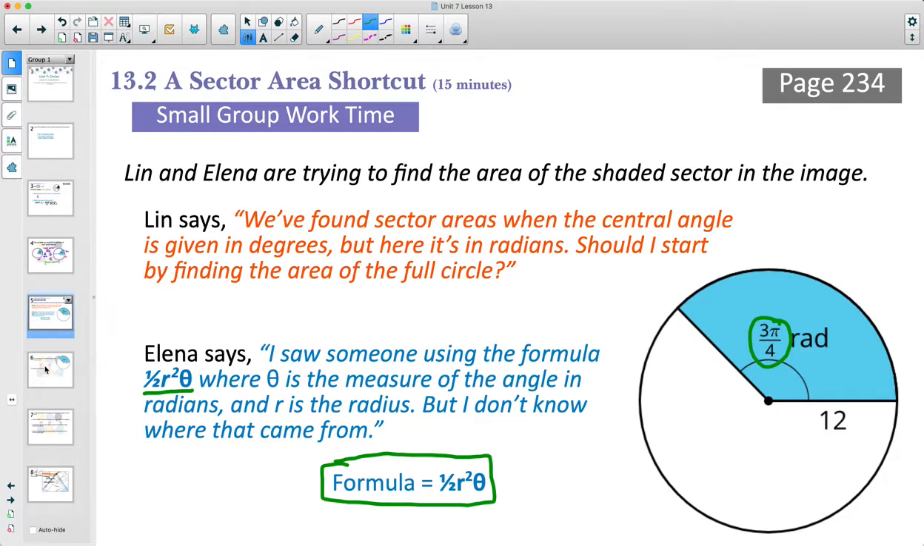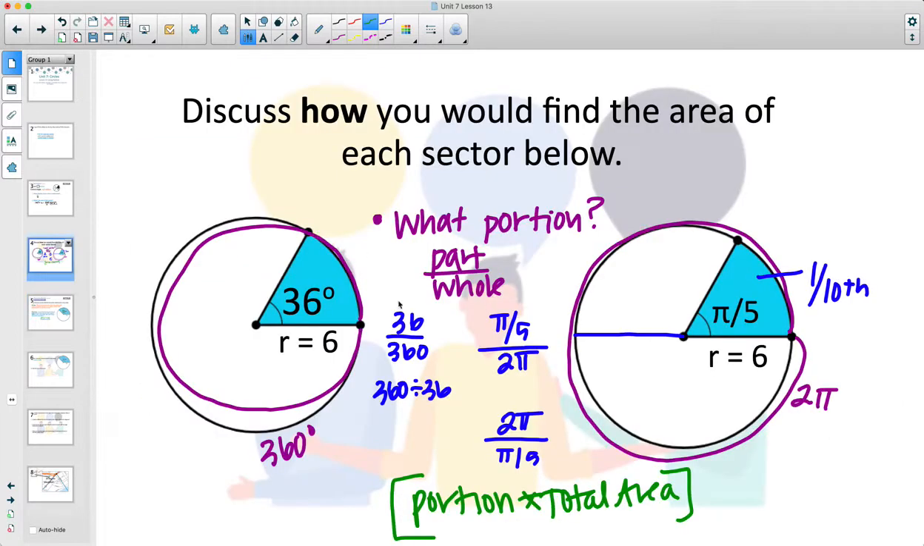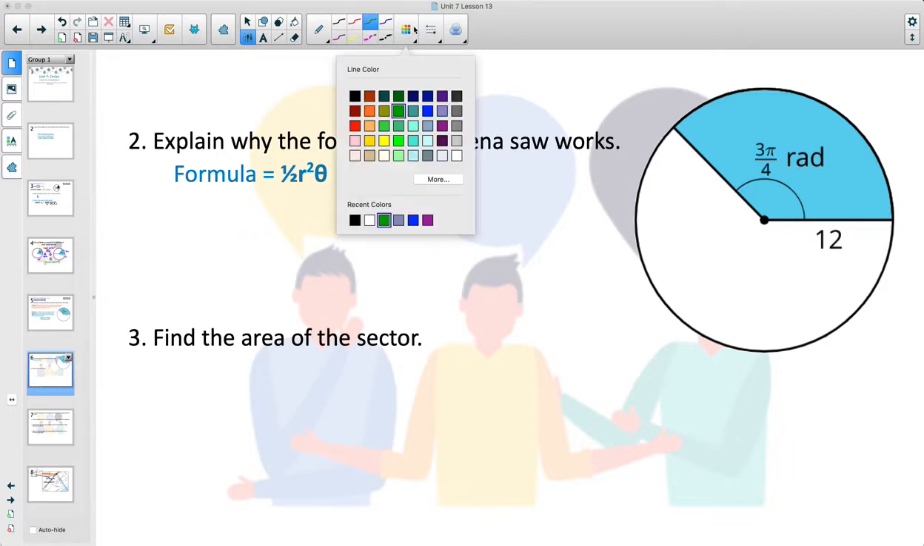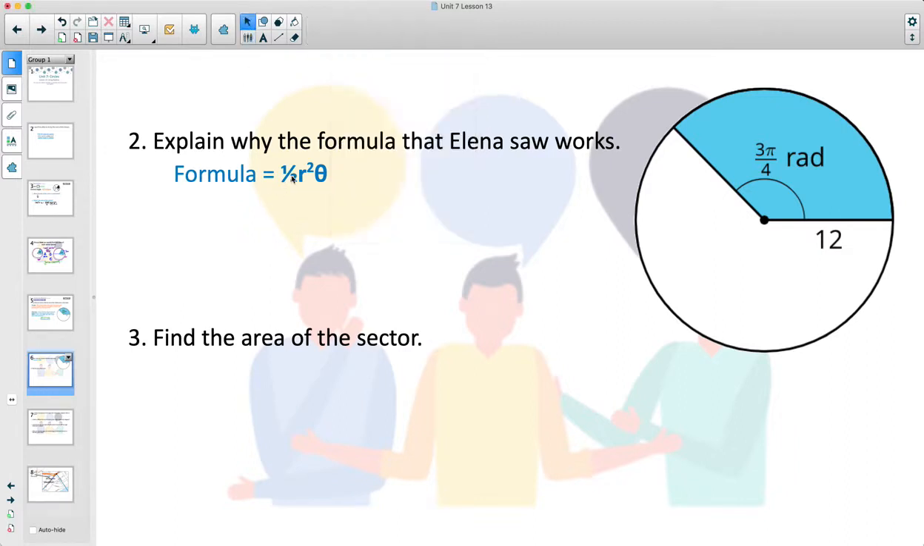So in your book on page 234, we kind of talked about the differences in attacking degree versus radian. So let's look at now explaining why the formula that Elena saw works. So see if you can think of why it works. Try it and then come back to the video and I'll talk through it.